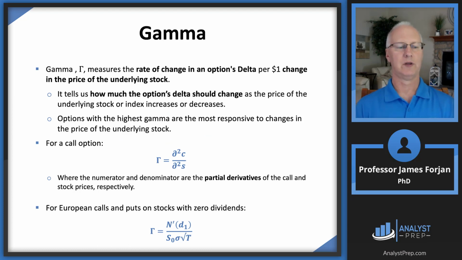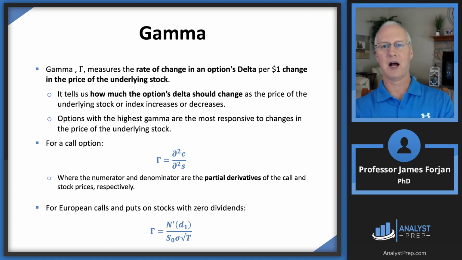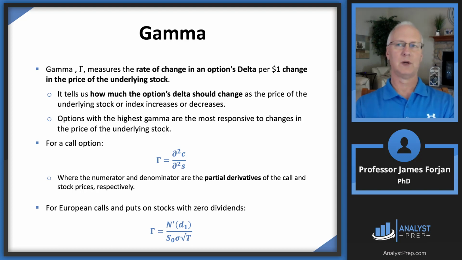Gamma then is going to measure the rate of change in an option's delta with respect to a change in the price of the underlying asset or the underlying stock. So this goes back to that example. What did that guy say? He had a delta of 0.5, and he thought that if the price went down by $5 a share, or whatever that was, the delta would fall to 0.4. So that was just an estimate in that early example, but gamma is going to tell us exactly how much that delta would change.